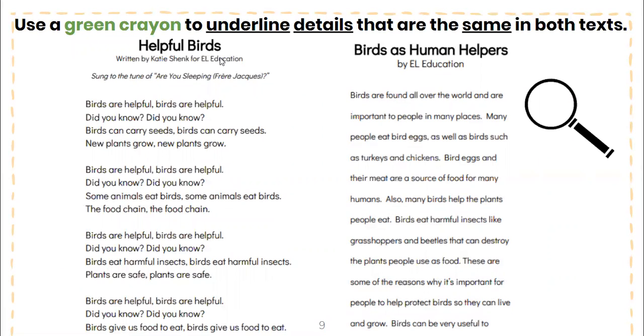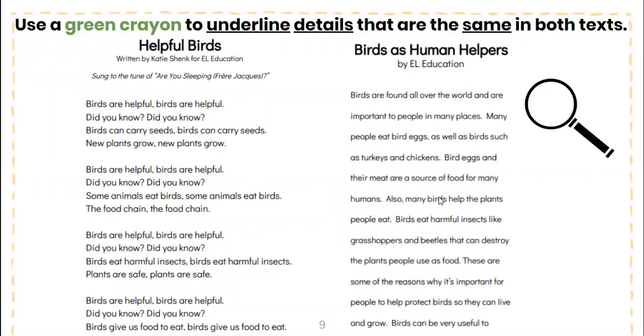Then use a green crayon to underline details that are the same in both texts. So if you read this text and then this one, if you see something that is the same by this author and also said by this author, go ahead and underline those in green crayon.